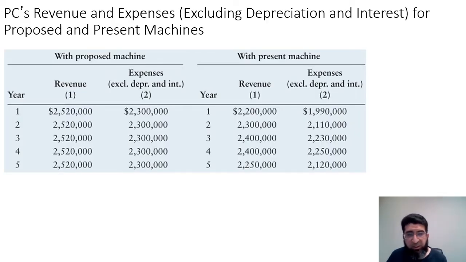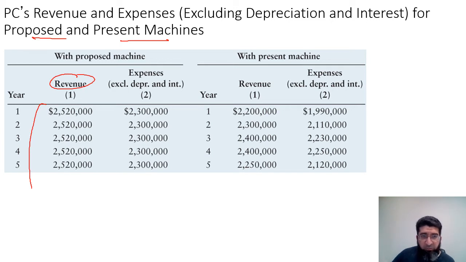You can look at this example where the firm has two machines, proposed and present. Now revenues and expenses are clearly shown here. With the proposed machine, revenues are given for 5 years and expenses are given for 5 years. And with the present machine, we have revenues of, on average, 2.2 million, and expenses are also given here. So now we are going to work with these two machines to find the incremental cash flows and incremental operating cash flows.